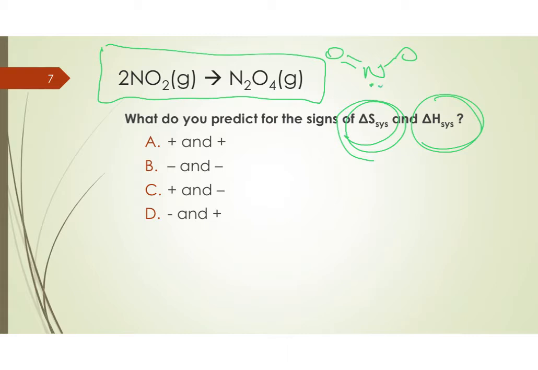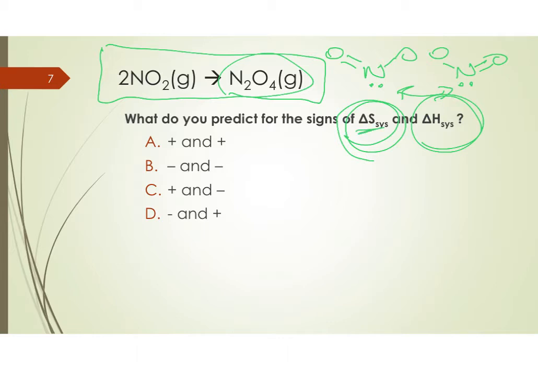So you have two of these, nitrogen dioxide, that are basically coming together. They're making a bond together to form N2O4. So that's what's happening chemically. So now, again, see if you can turn off the video and predict, and I'm going to walk you through what's going on here. Entropy.